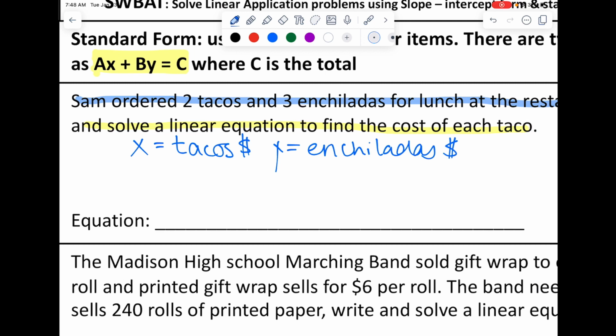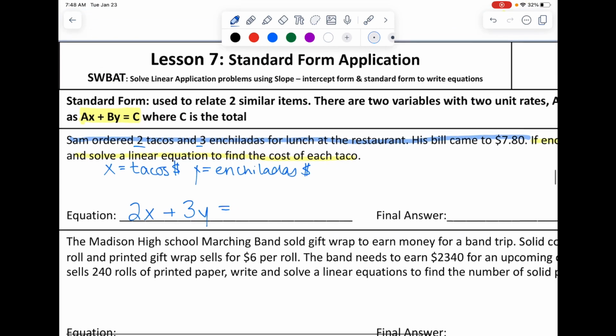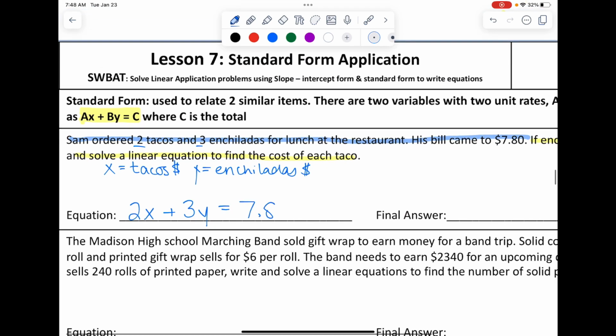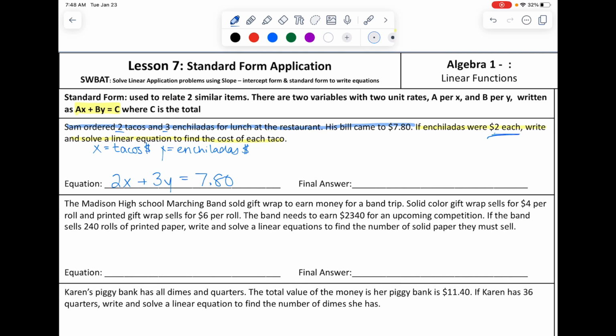Because we know Sam ordered 2 tacos and we know he ordered 3 enchiladas. So 2 times the price of a taco plus 3 times the price of an enchilada is going to equal his total, $7.80. From there, that's the equation. We don't have to convert it.